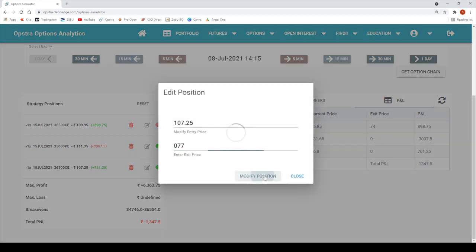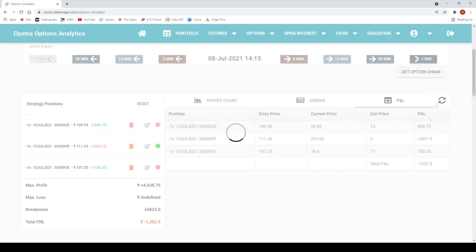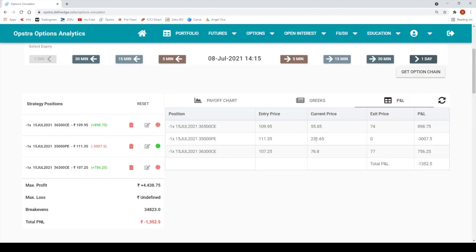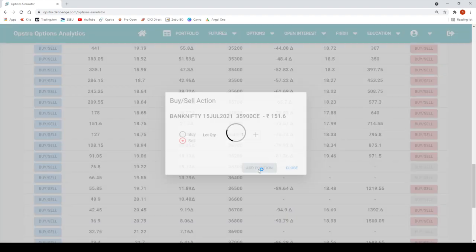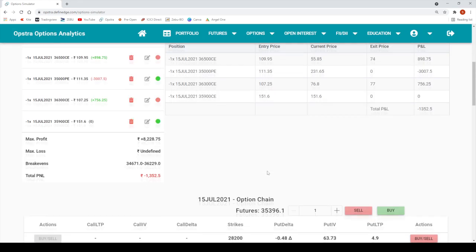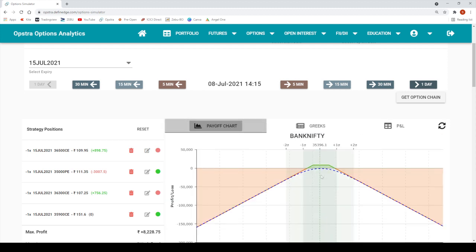So now we will close the call around 77 and we will get the option chain. So 70% of 230, around 160 strike we will select. So 35,900 trading around 151. I will sell one lot. Okay, we will see the payoff. So now our payoff become shorter and shorter.